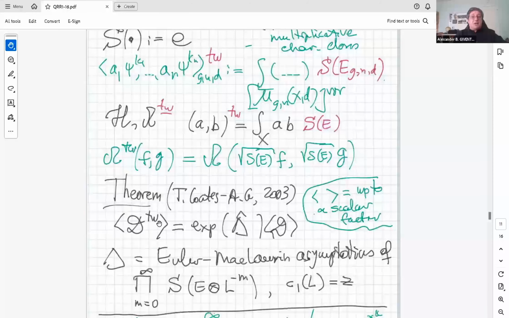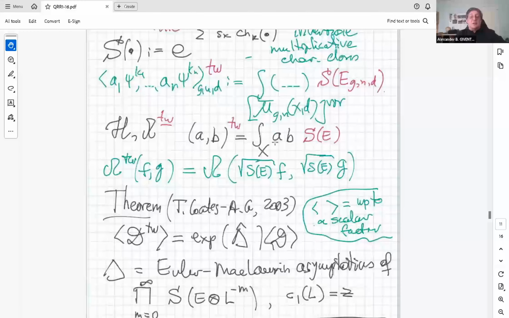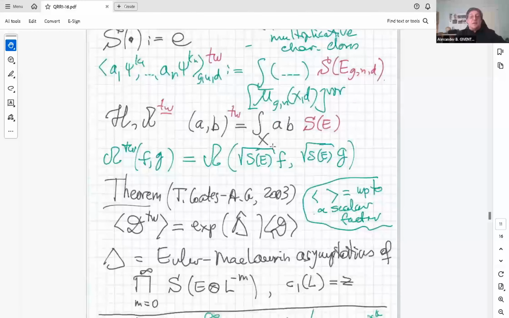And so this twisted total descendant potential is obtained from the untwisted one by the exponential of some quantized quadratic Hamiltonian, which depends on these parameters s1, sk. So it's similar to what was in that Hodge class story. And what will remain is just to describe what this operator exactly is.